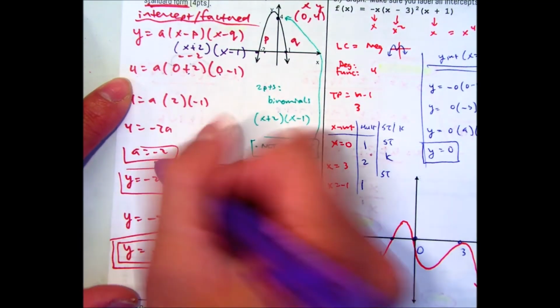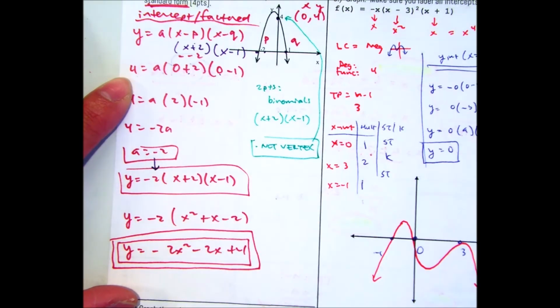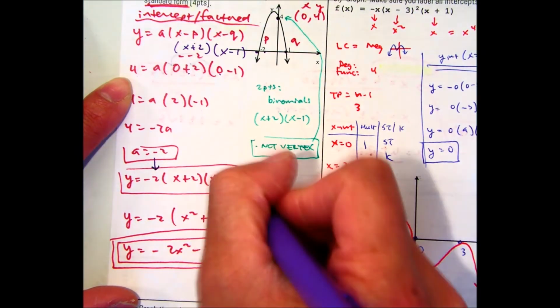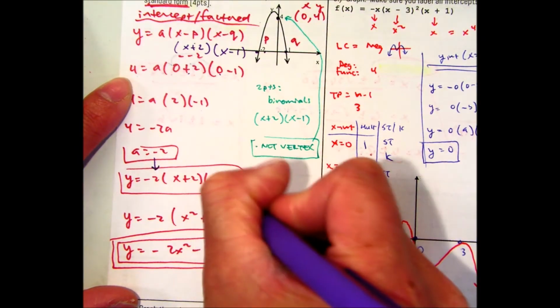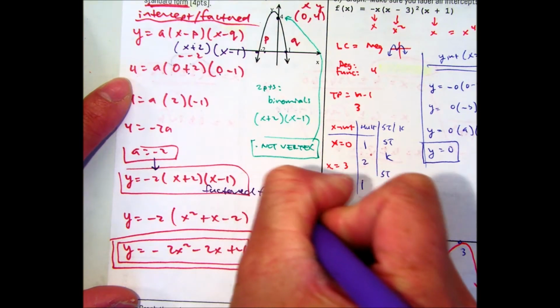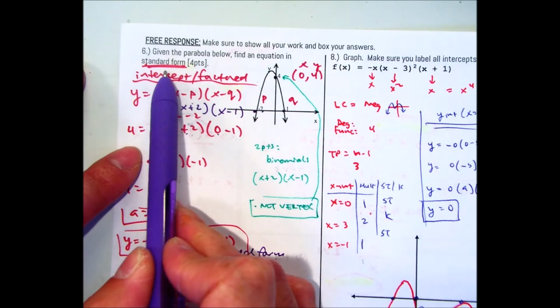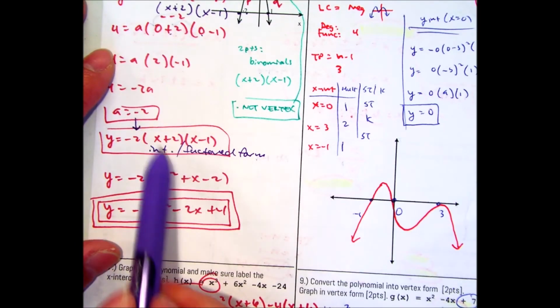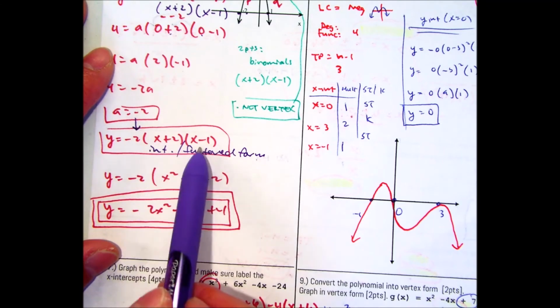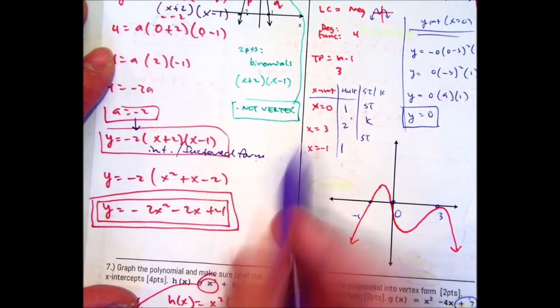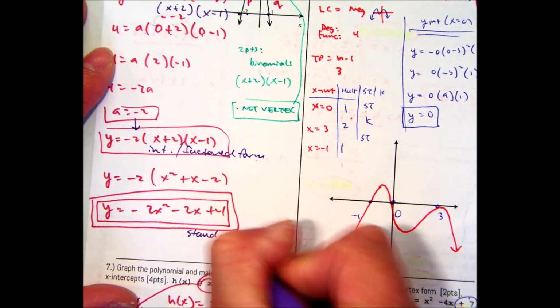Take your a value, put it back into your equation. Now, this here is factored form, or intercept form. But this problem was looking for standard form. Standard form just means get something really big. So you just expand that using FOIL or your box, and then distribute your negative 2. This is in standard form.